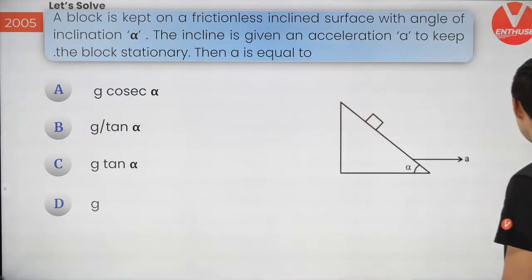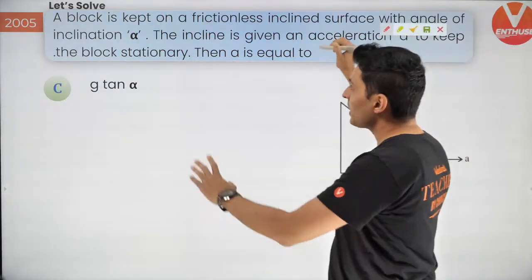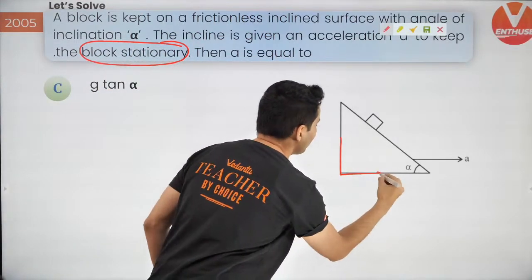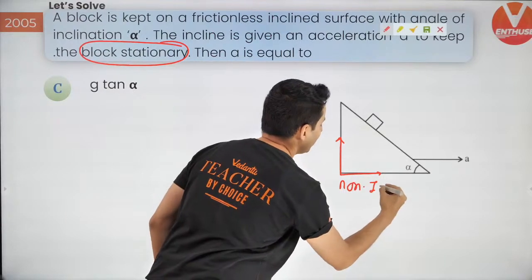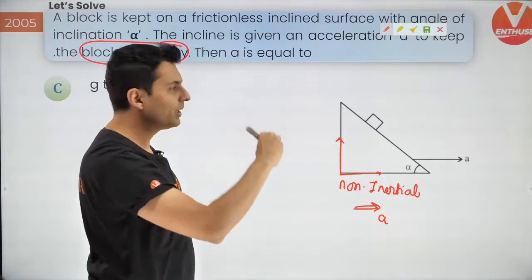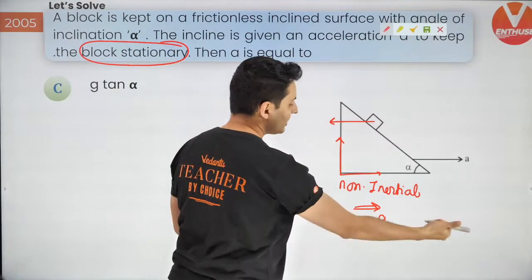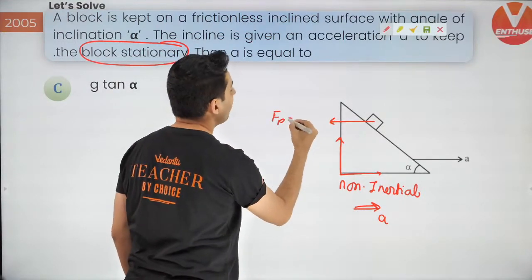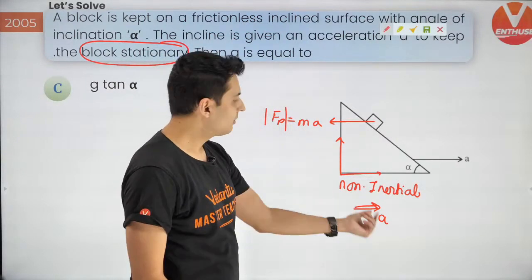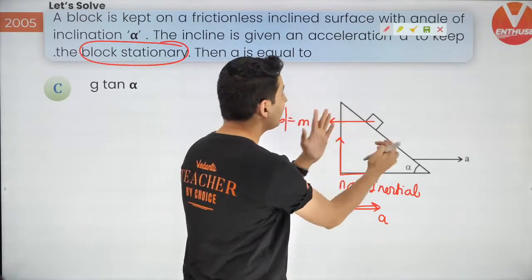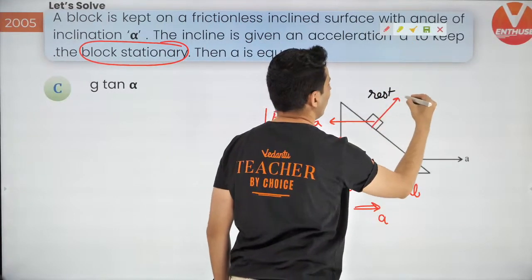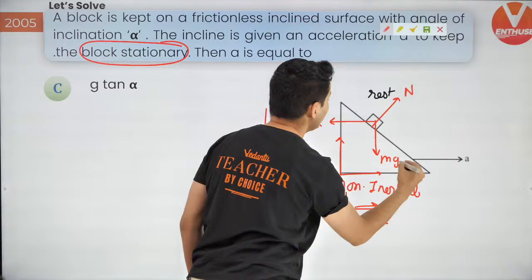Okay, let's see how to solve this. The block remains stationary. How about making this wedge my frame, which is a non-inertial frame? This is a non-inertial frame accelerating with A, because of which there will be a pseudo force opposite to the acceleration, and the magnitude of that pseudo force will be mass into acceleration of my frame. For this frame, this block is at rest. So the other forces acting are normal, mg, and that's about it.